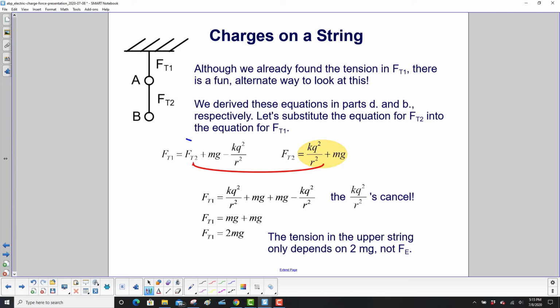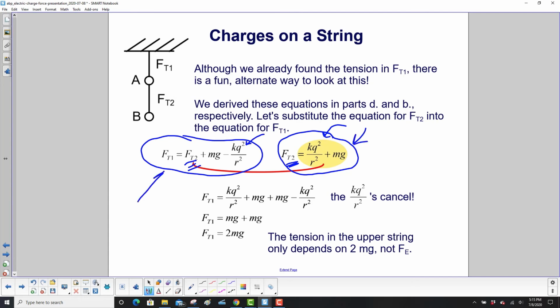All right, there's a much more fun and intuitive way to solve this problem. We derived these equations in parts D and B, right? Tension 1 is tension 2 plus mg minus k q squared over r squared. And then here's our tension force in T2. And we got these from the Newton's second law equations based on the free body diagrams. How about, look at this. Look at F sub T2 here, F sub T2 here. This equation has a positive k q squared over r squared. This one has a negative. Can you see where we're going with this? We're going to substitute this expression into this one.